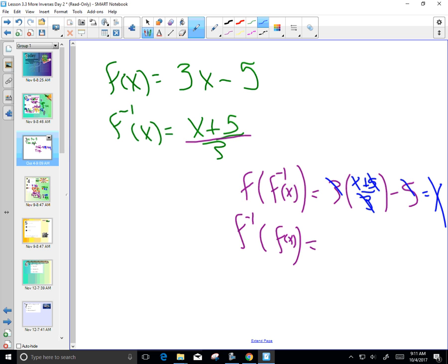Love it. But look what happens when you do it the other way. X plus 5 over 3, and this time I'm going to put in 3x minus 5. Well, the 5's are going to cancel out, and then you have 3x over 3. You're going to get x again. So you mean to tell me that both of these are equal to x? Yeah. Show you one more thing.